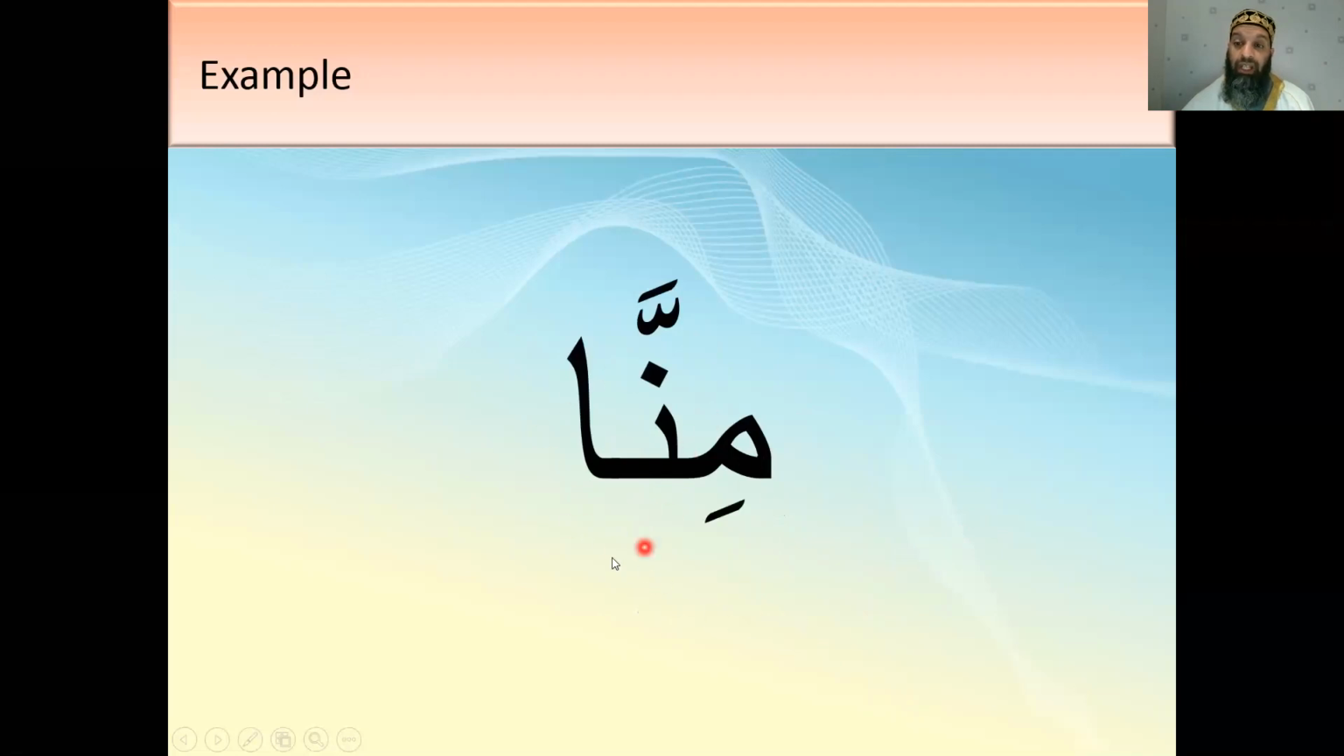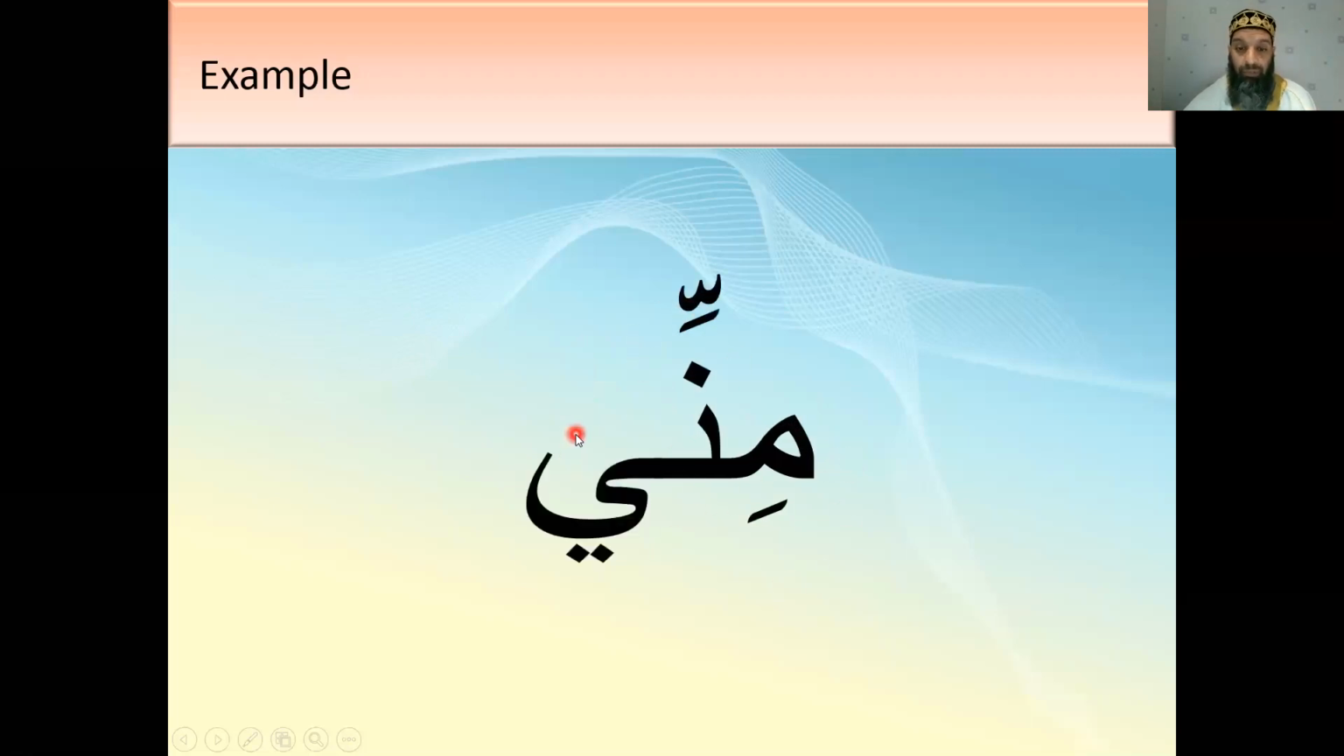Minna, min and na. Na means many times, na, whether it's associated, when it's associated with a verb, it means we. So min means from, and na is us. So minna is joined with this shadda. There's two there really, joined. So from us. Minni, from me.